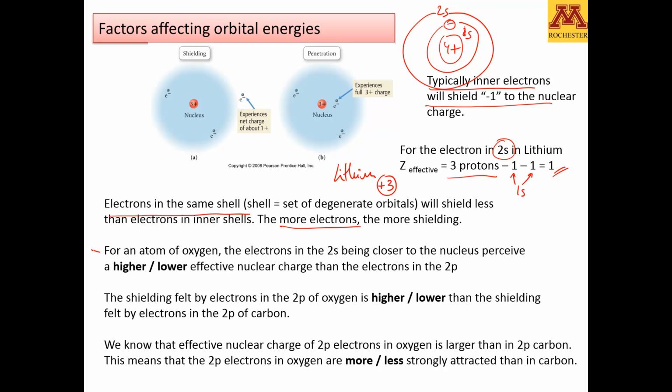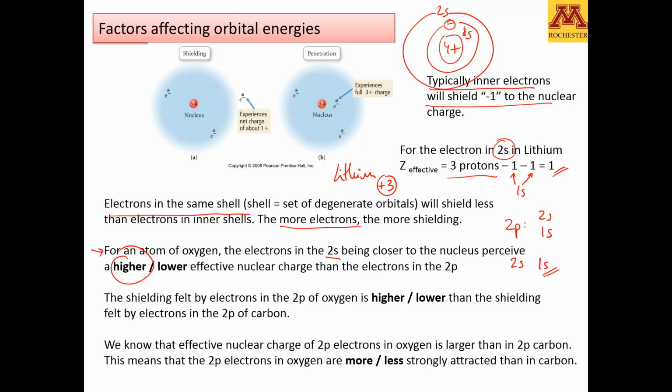So let's see if we are able to answer these questions. So for an atom of oxygen, do the electrons in the 2s, being closer to the nucleus, perceive a higher or lower effective nuclear charge than the electrons in the 2p? And that's important. If the 2s are closer, that means they are lower in energy. The 2p electrons will have a screen from the 2s and the 1s because they are closer. However, the 2s electrons will only perceive the screening from the 1s because 1s is the only one that is closer. So in this case, they will perceive a higher nuclear charge because electrons in the 2s are only screened by the 1s.